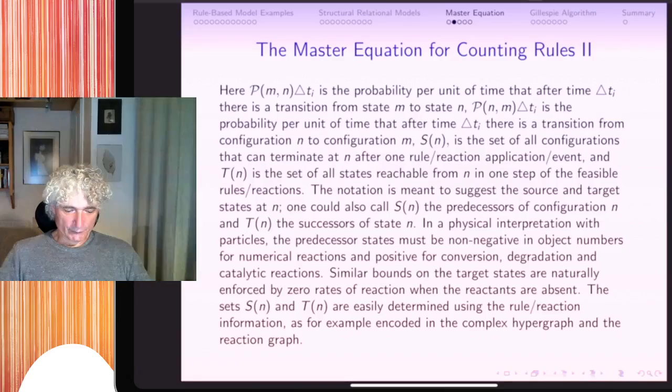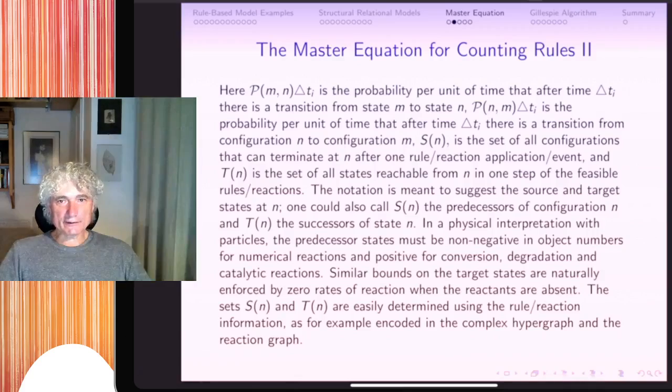To look through the notation, here we have these two sets, S of n and T of n. S of n is defined to be the set of all configurations that can terminate at some configuration n after one rule event. So one event was triggered. And T of n is the set of all states reachable from n in one step of the feasible rules.